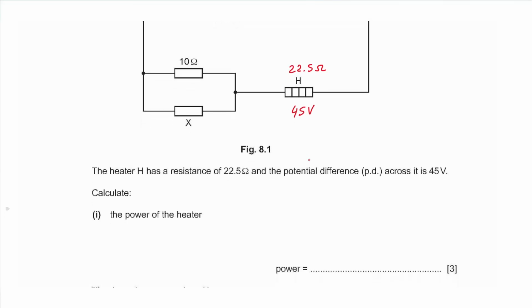We have voltage and resistance. We can use power is equal to V squared over R. Voltage squared, that is 45 squared divided by the resistance 22.5. That gives an answer of 90 watts.